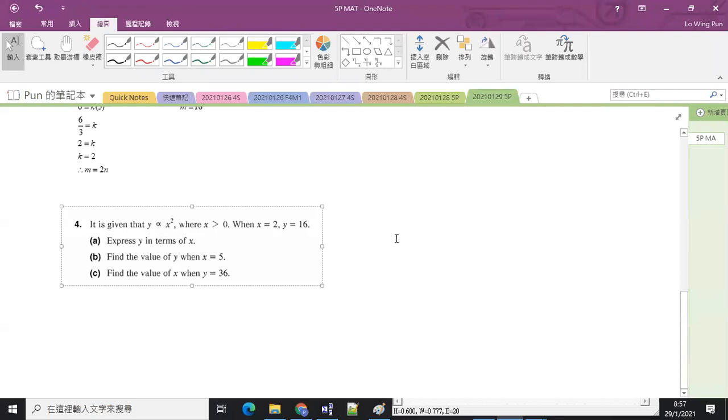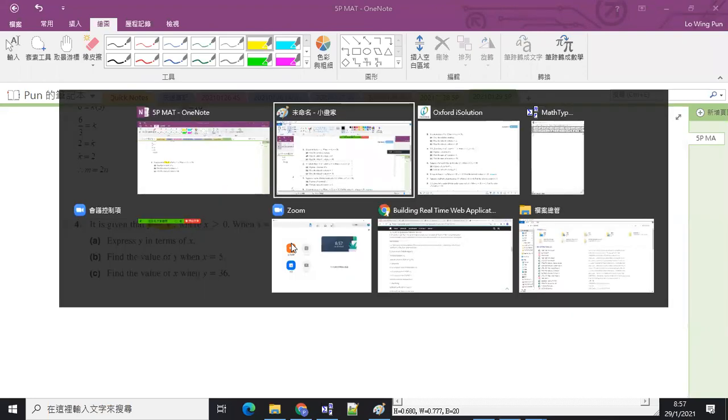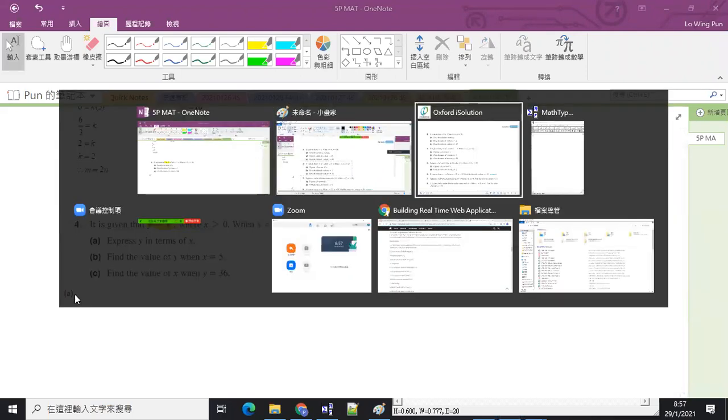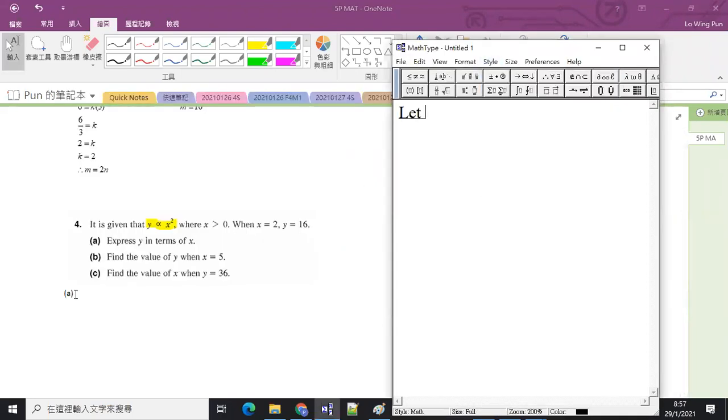It's given that y varies directly as x squared. Again, please highlight this y varies as x squared, where x is larger than 0. No matter what, we can do this first. We can let y equals k times x squared. This time it is not just a pure x, it is an x square, where k is not equal to 0.